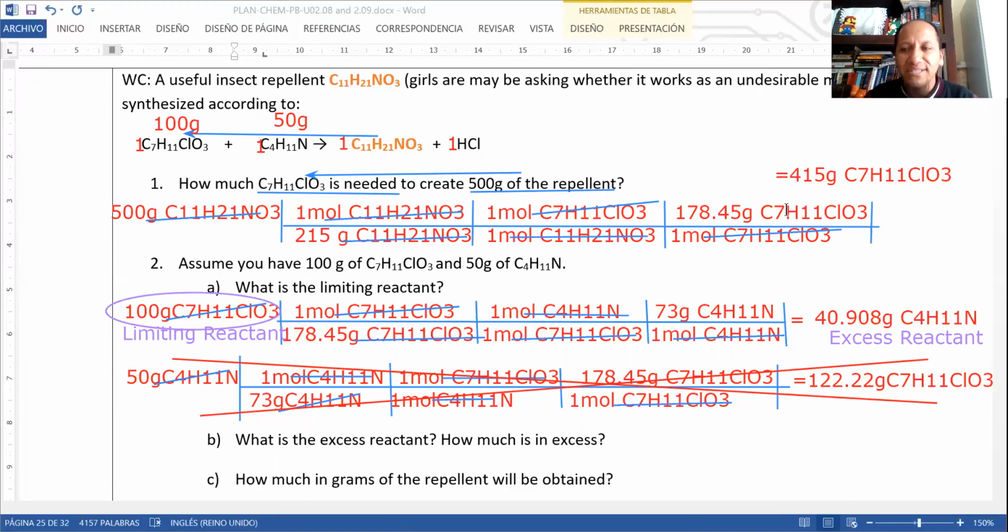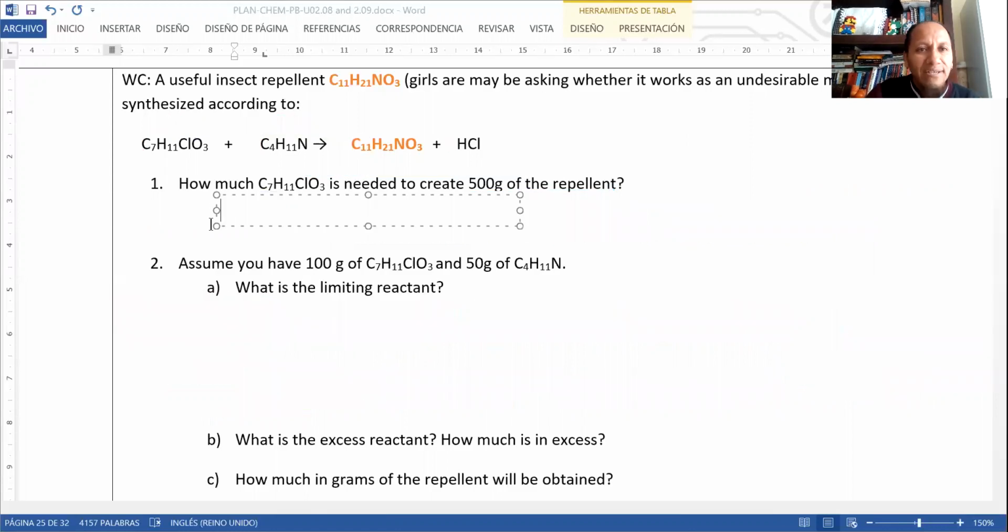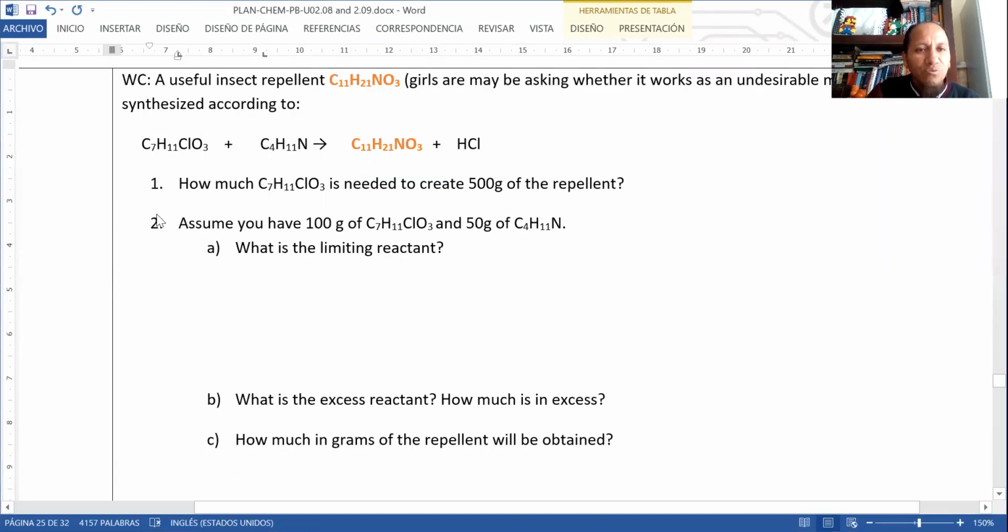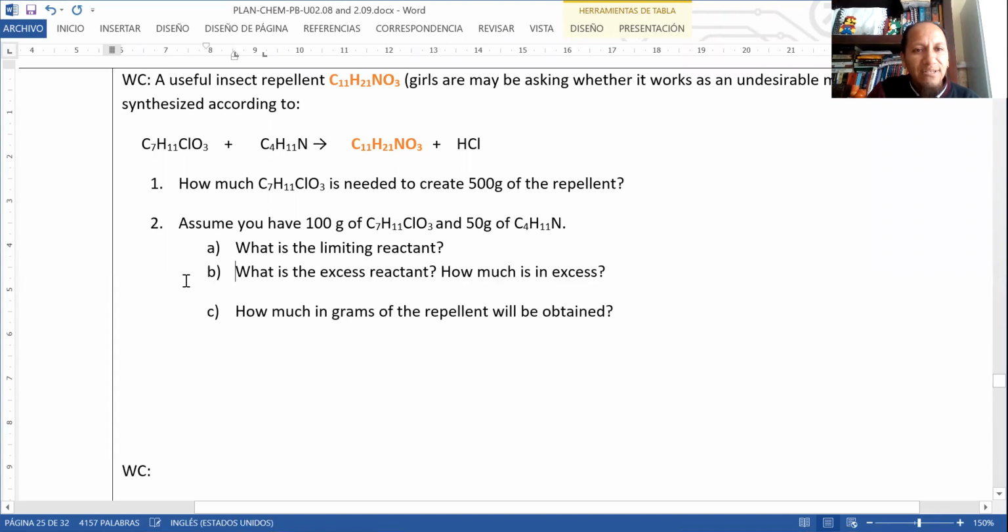I'm going to clear all of these calculations, and then I am going to move to the second part of this exercise. We did the first one, the limiting reactant. Let's go to the next part, which is what is the excess reactant, and so on. The limiting reactant, we know, is the first compound, C7H11ClO3. So basically I'm just copying this one. The limiting reactant is that one because I have 100 grams.